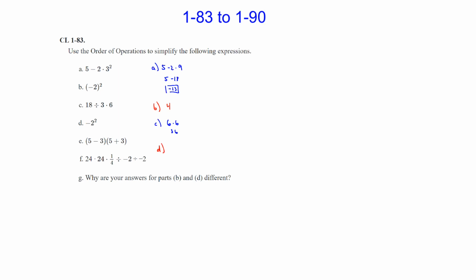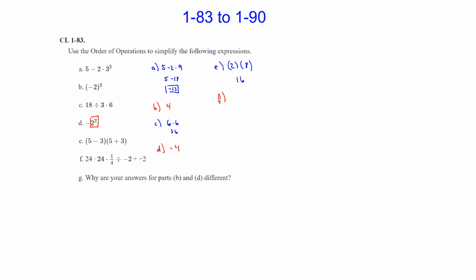On D, the difference between B and D is only the 2, since it's not in parentheses as being squared, so that answer is a negative 4 compared to B, which is a positive 4. E, we're going to do inside the parentheses first. 5 plus 3 is 8. 8 times 2 is 16.